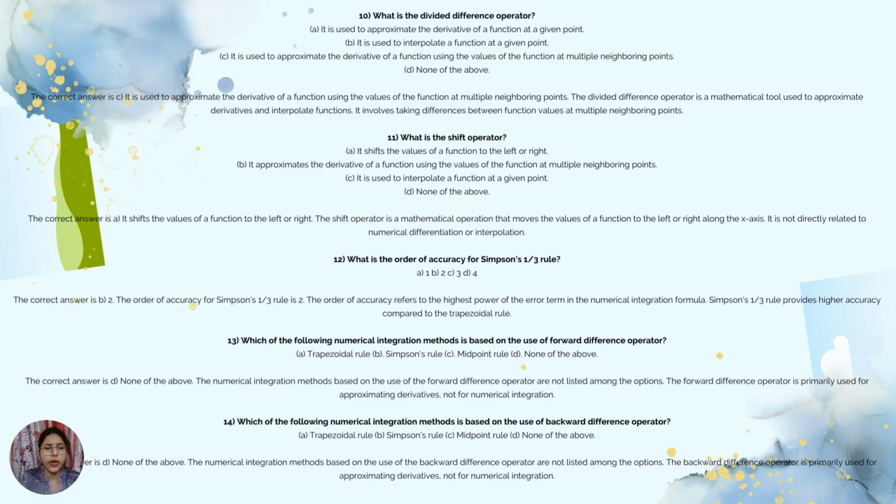The order of accuracy for Simpson's 1 by 3rd rule is 2. The order of accuracy refers to the highest power of the error term in the numerical integration formula. Simpson's 1 by 3rd rule provides higher accuracy compared to the trapezoidal rule.